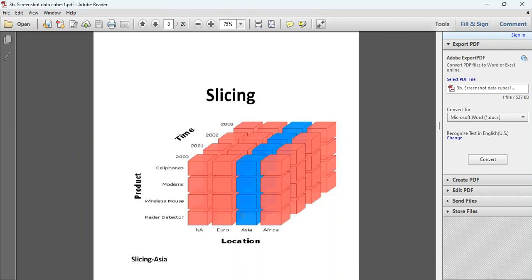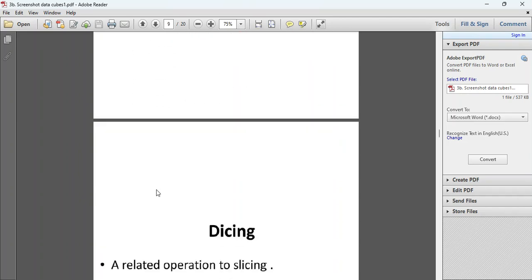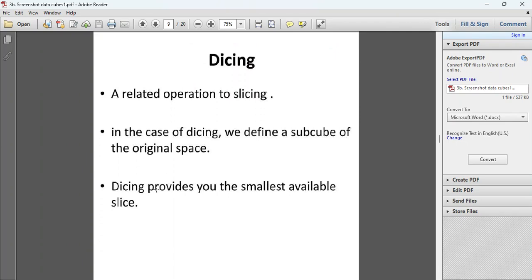Here we are extracting only Asia-level products, meaning radar, wireless mouse, modem, and cell phones, over the period of 2000, 2001, 2002, 2003. This kind of selection is called slicing. So coming to dicing, it is related to slicing, but it has more than one dimension.